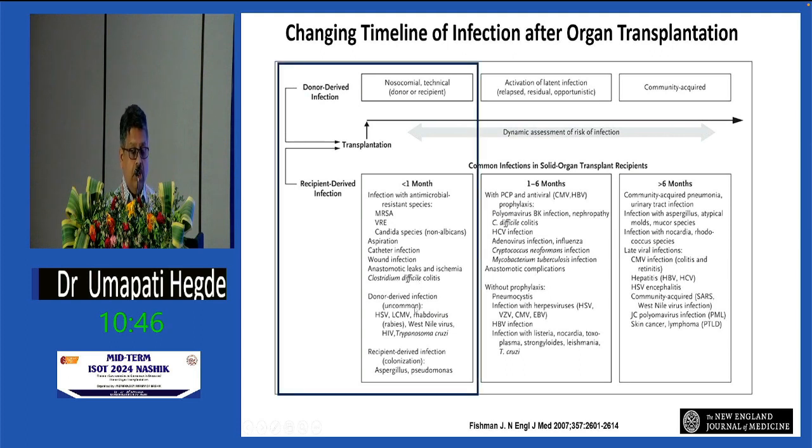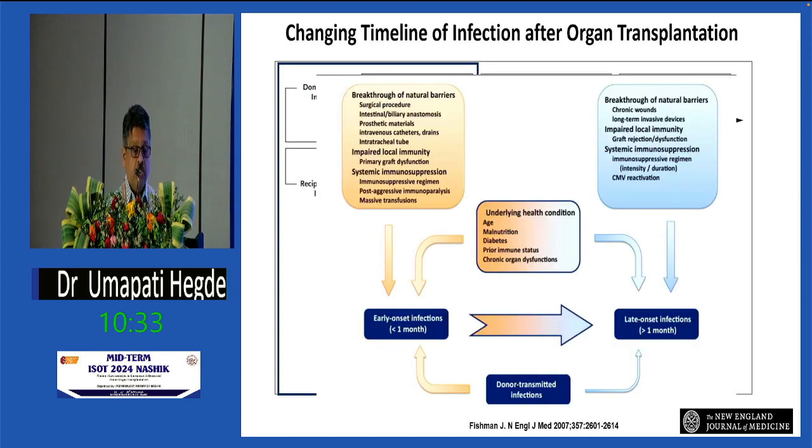It is more commonly donor-derived in some, but not always, and donor-derived infections also present much earlier. And with CMV, if there is donor positive and recipient negative, it presents earlier. So there are a lot of barriers: in surgical procedures there may be breaches in the barriers, prosthetics or intestinal anastomosis, impaired local immunity, systemic immunosuppression, and the underlying conditions, especially age, malnutrition, and diabetes. They all lead to increased susceptibility.